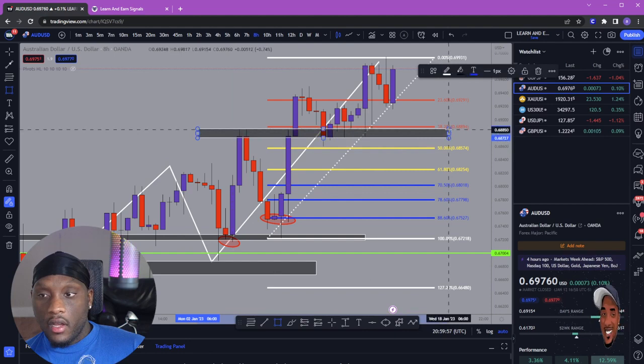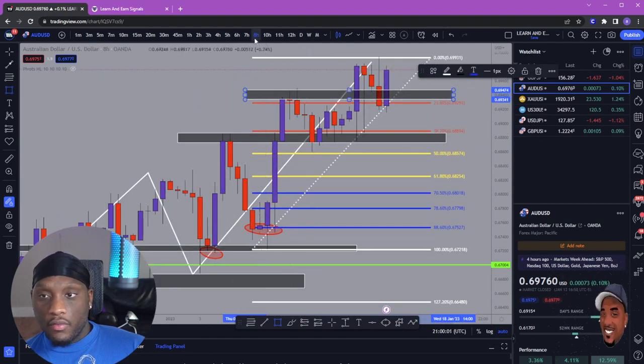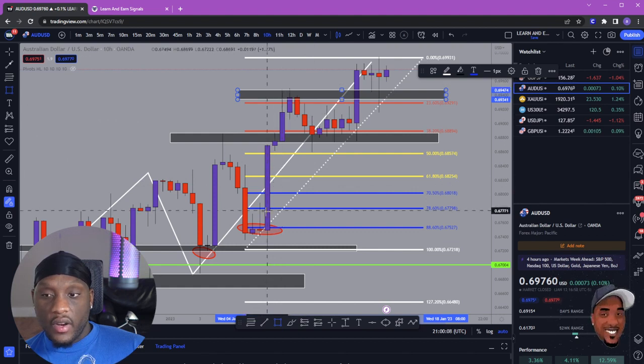Right here, a zone is respected. Right here, a zone should be respected. So we have some rules of supply and demand that are going to kind of save us. Let's change the perspective. We go to a 10-hour time frame. Now this is where it gets beautiful.